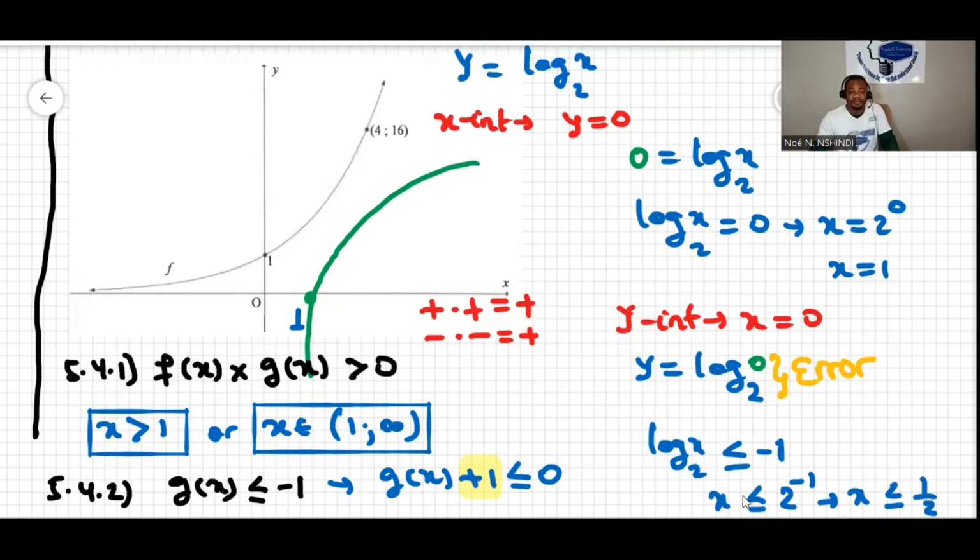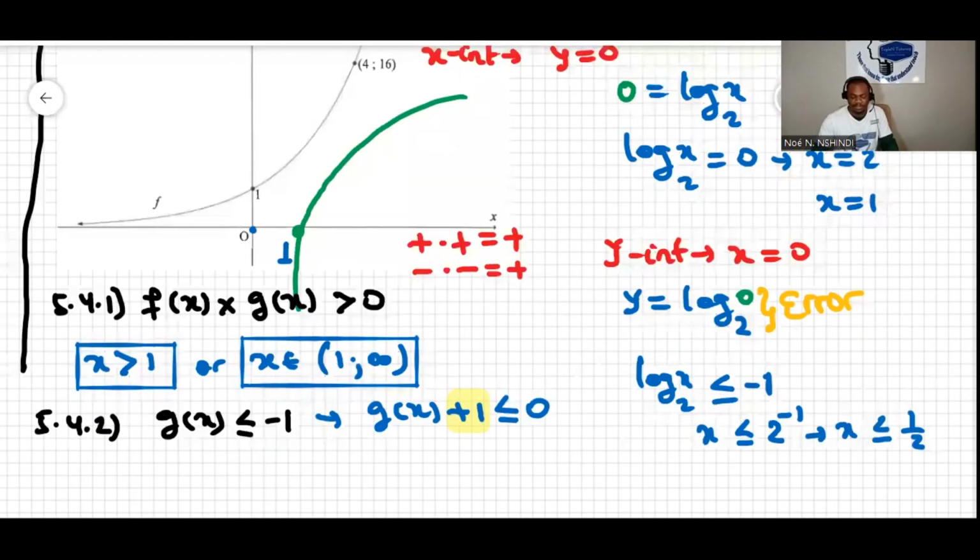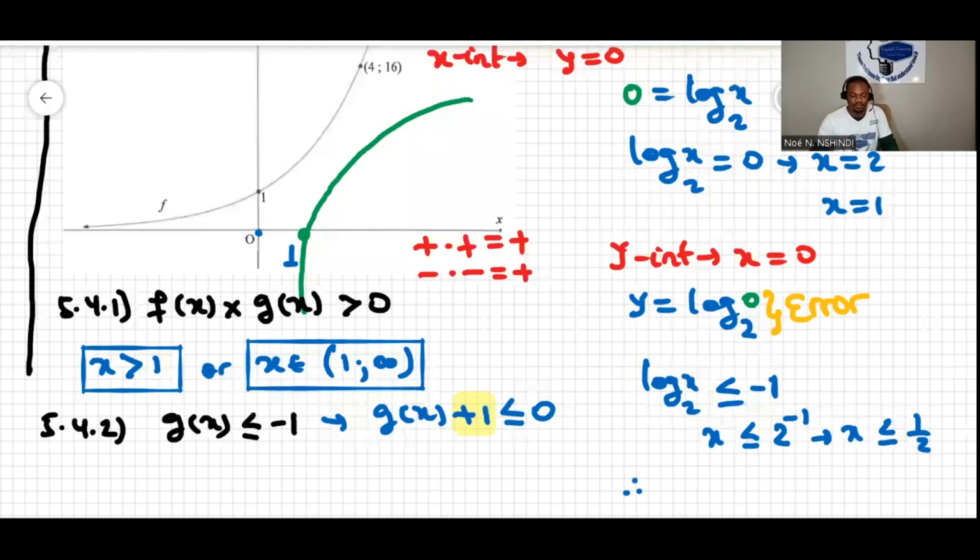Now remember, logs can only accept values that are more than 0. So therefore here the values of x will be those values from 0 to 1/2.